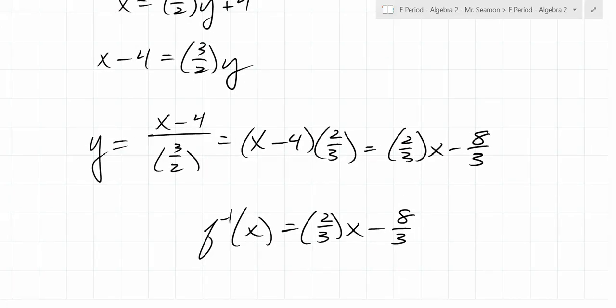Now, could you test one point? Yeah, you could. Did anybody test a point? Did it work, Hannah? Yeah, it did work. Now let's try a non-one-to-one function and see what happens.